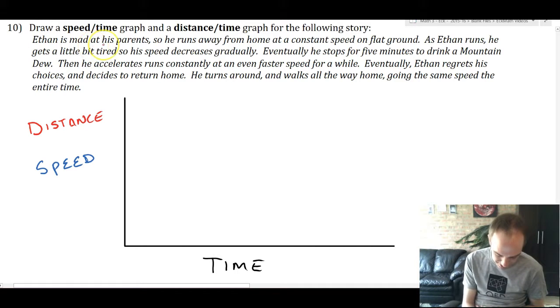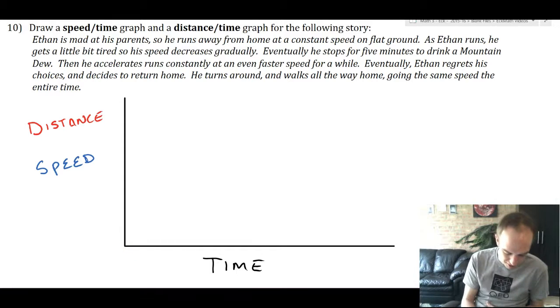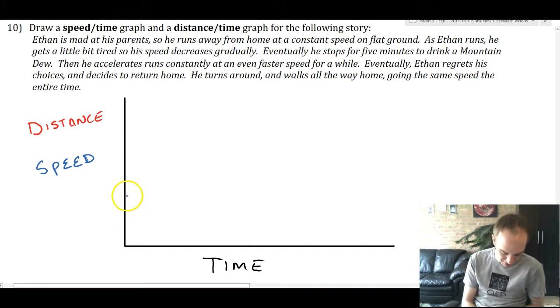So Ethan is mad at his parents, and he runs away from home at a constant speed on flat ground. So if he's running at a constant speed, then well, actually, let's do speed first. I lied, because the story starts with speed. So he's running at a constant speed. That means his speed is going to be constant.